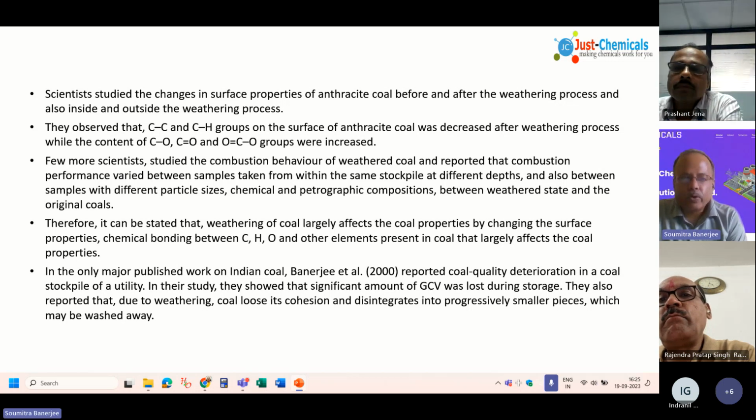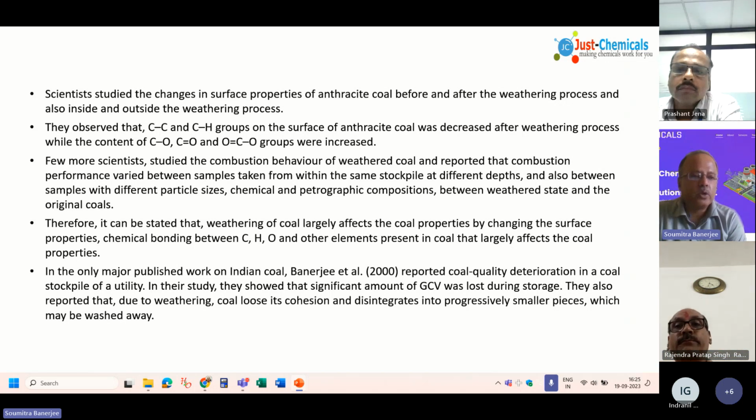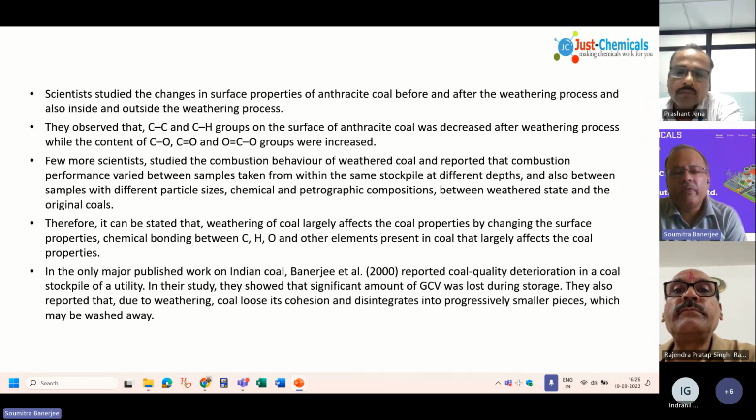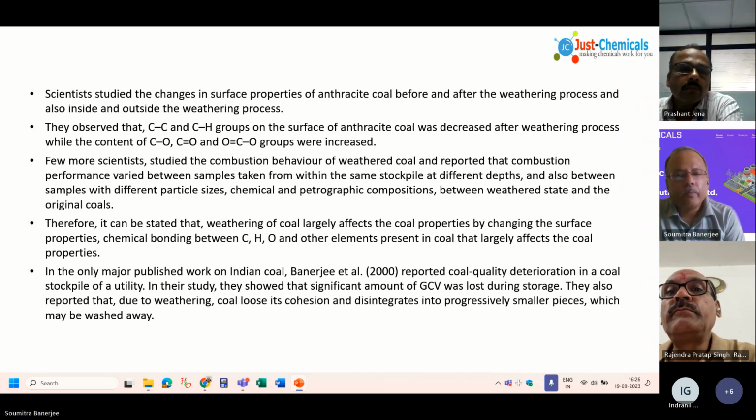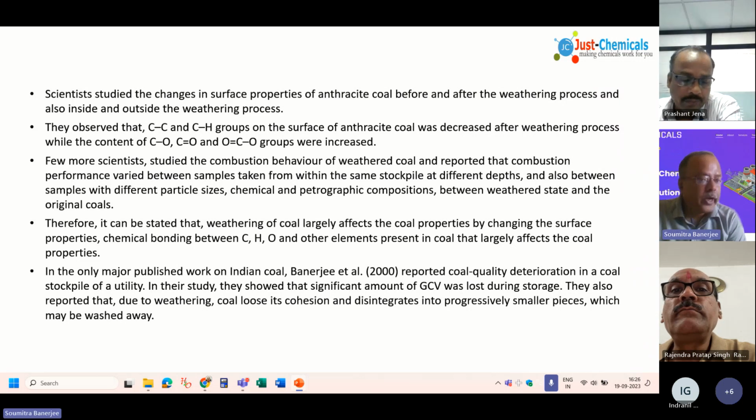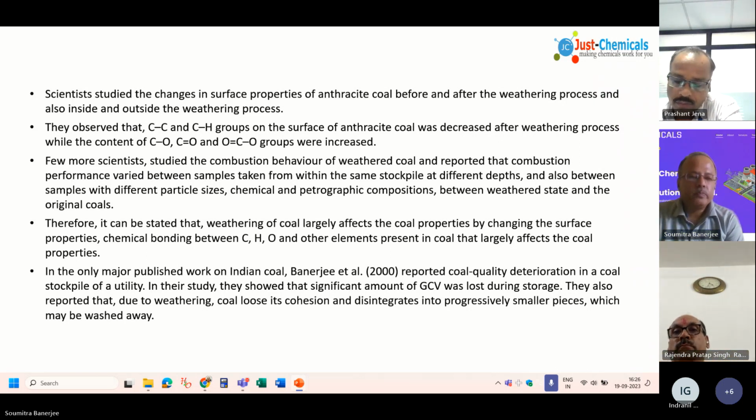Chemical and petrographic compositions were checked between weathered state and original coal. Therefore, it was stated that weathering of coal largely affects the coal properties by changing the surface properties, chemical bonding between carbon, hydrogen, oxygen, and other elements present in the coal.